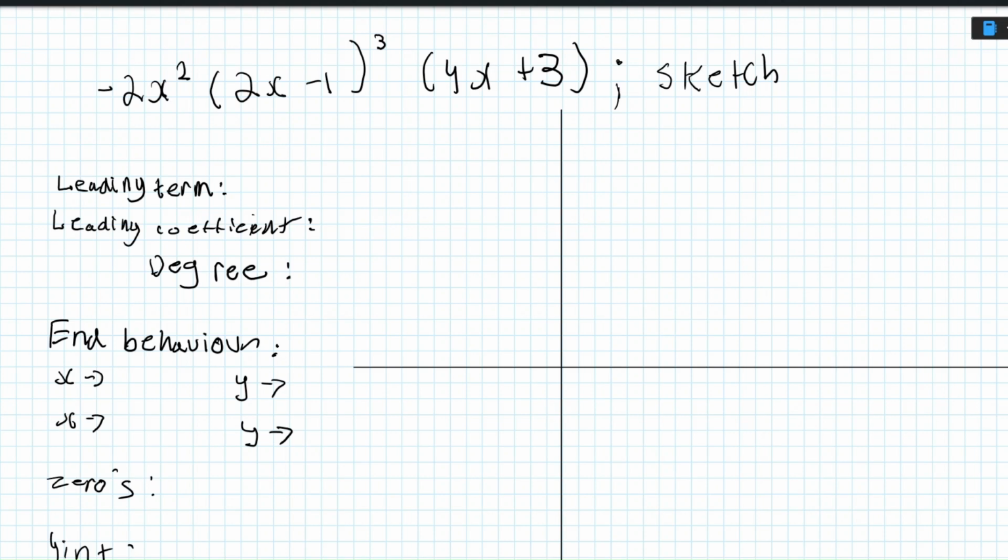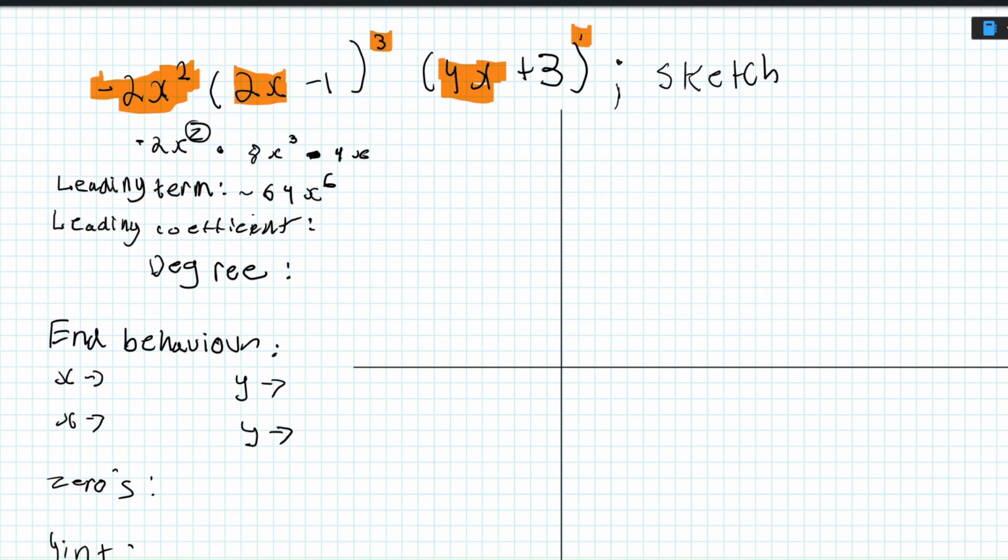First up, we need the leading term. If we expand this entire equation, what would be the highest power of x? By just taking the terms minus 2x squared multiplied by 2x to the power of 3, which is 8x cubed, and multiplying it by 4x, this gives us our leading term, minus 64x to the power of 6. From this, we pull out two crucial pieces of information. Our leading coefficient is minus 64, and our degree is 6.